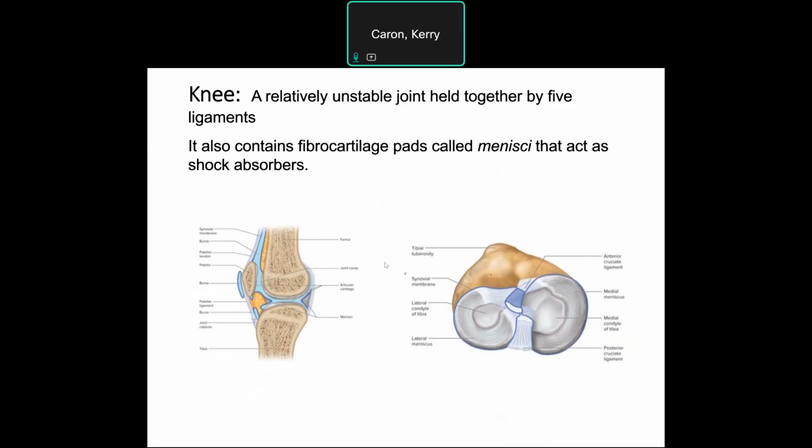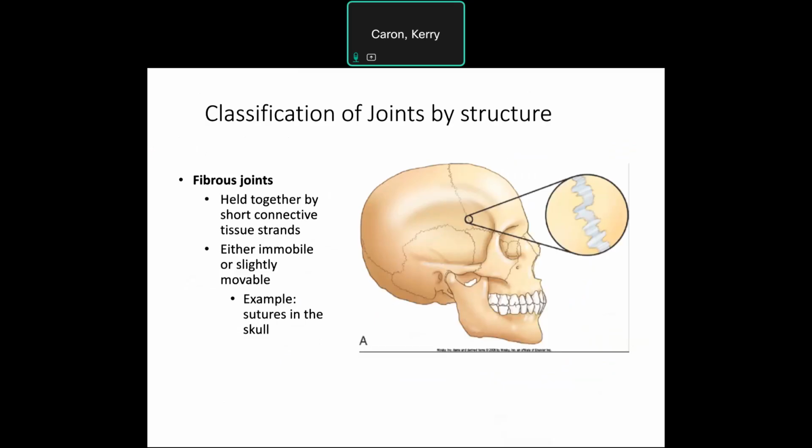Okay, the knee joint. The knee joint has a lot of fibrocartilage called the menisci, which act as shock absorbers, thank goodness, right? It's a fairly unstable joint. You can hurt your knee fairly easily. And it is held together, the knee joint, by 5 ligaments. And remember, ligaments connect bone to bone. Okay. You've got your fibrous joints, which are relatively, hopefully, immovable, at the sutures in your skull. So where the bones come together, you've got a little bit of fibrocartilage.